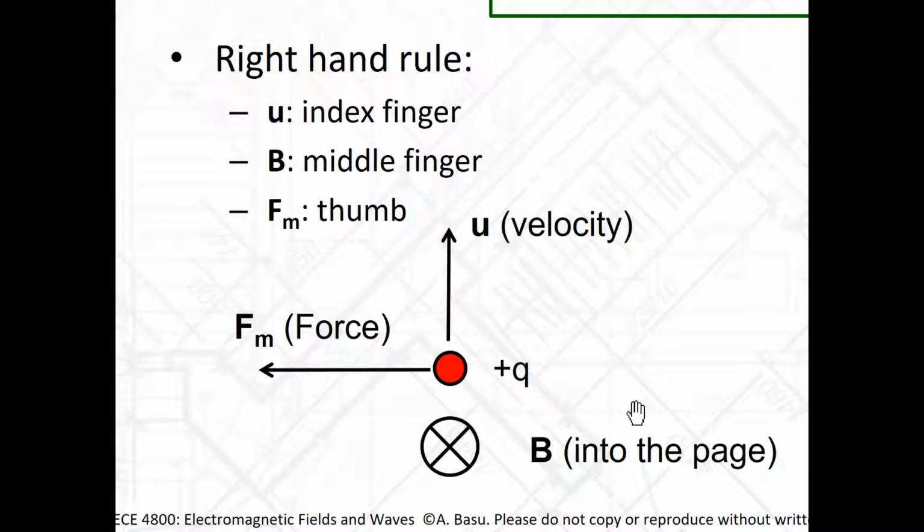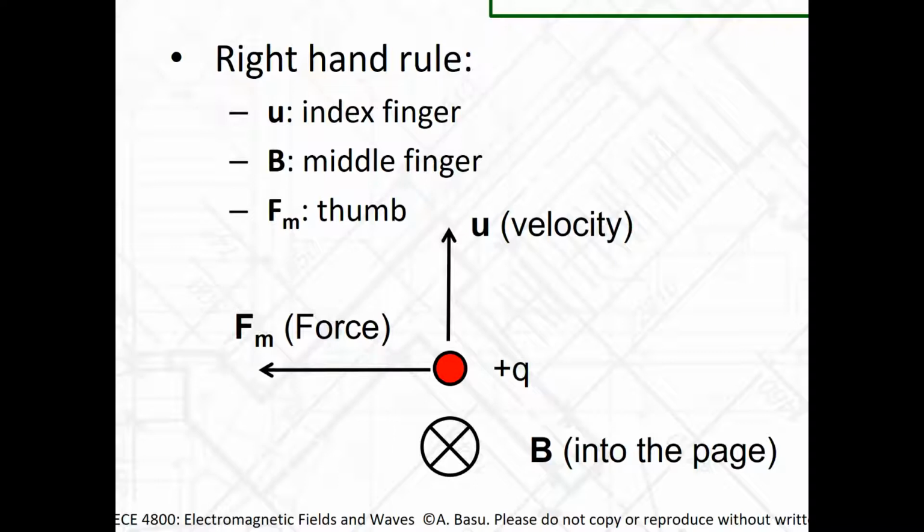Just a bit on notation here. Wherever you see a cross like this, that means the field is going into the page. If you see a circle with a dot on it, that means it's pointed out of the page, so it's coming towards you. All right, so your first finger is pointing up, your middle finger is pointing into the page, and your thumb points in the direction of the force that's exerted on the particle.